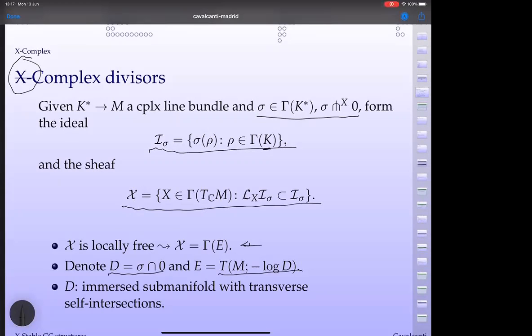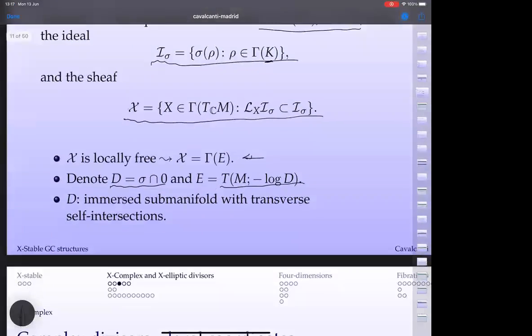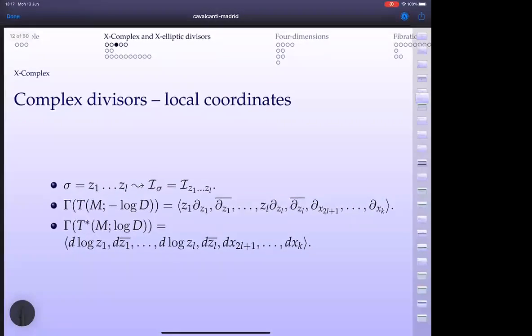Okay, D, because of the self-crossings, is an immersed submanifold with transverse intersections. It's good to see it in local coordinates, just to have an idea of what you're talking about. So locally, if I have a trivialization, the section would look like this: a product of complex coordinate functions. The ideal is going to be generated by those coordinate functions, just the ideal generated by the product Z1 to ZL. And then you can go on and figure out what the generators of that bundle are in this particular coordinate, and you get this kind of thing.